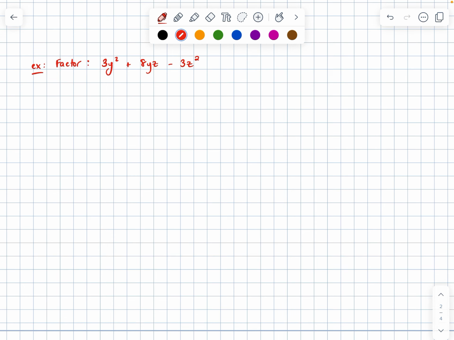I've got 3y squared plus 8yz minus 3z squared. Again, I'm going to potentially do some trial and error here. I know that this guy needs to be the product of two linear binomials. What needs to happen for the things at the front? What needs to happen for the things at the back? Do some met-wet to confirm it gets you to the middle term you need. Go!